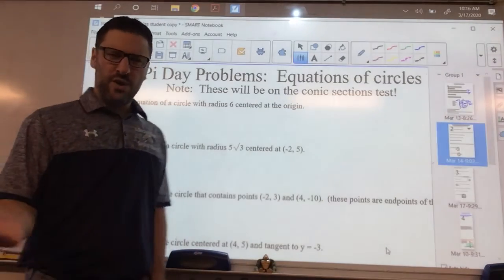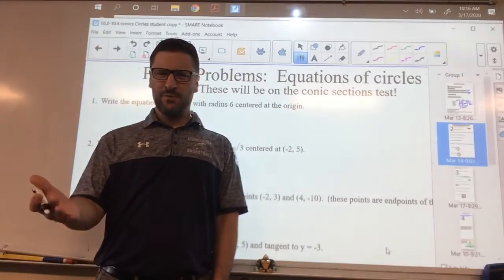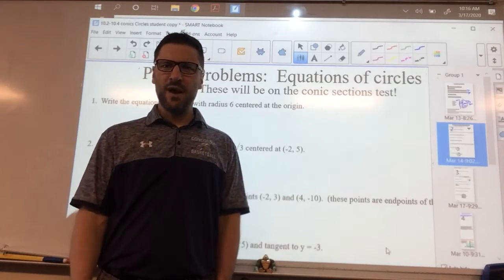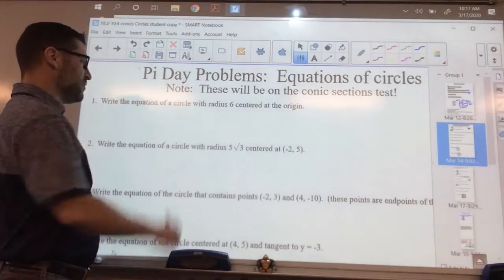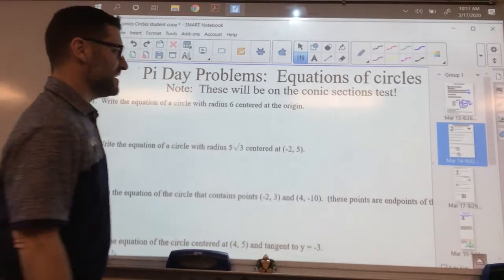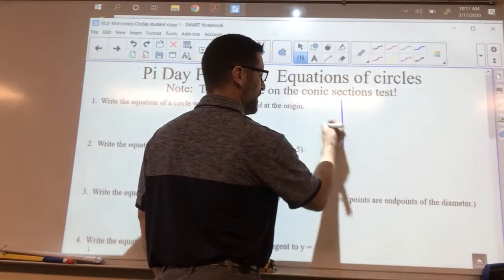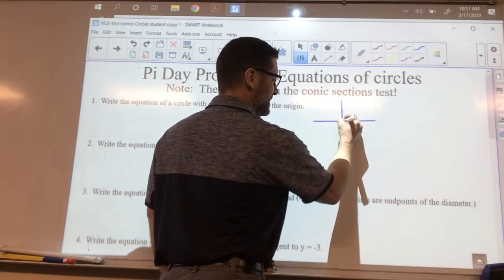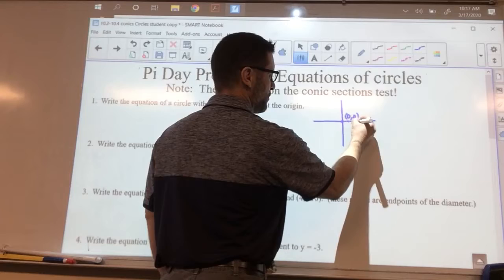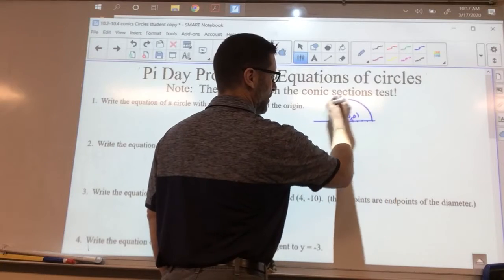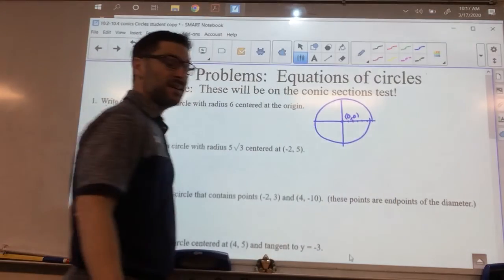Some of these I'm going to get you part way to the answer, and then you'll be responsible for finishing off the problem and then handing that in. So here we go. It says write the equation of a circle with radius 6 centered at the origin. I'm going to go from a picture format, 0, 0, that would be your H and your K, and 1, 2, 3, 4, 5, 6. We're looking at the equation of that.